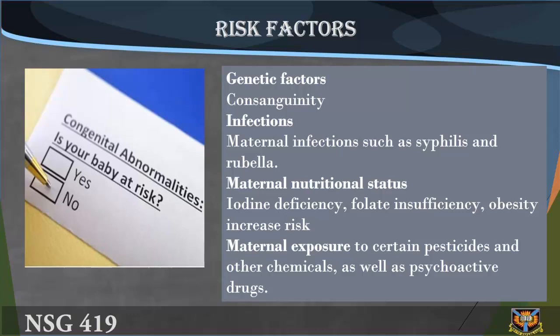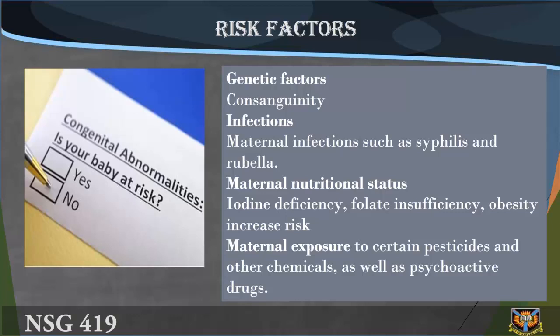Infections. Maternal infections such as syphilis and rubella are a significant cause of congenital abnormalities in low and middle income countries. Maternal nutritional status, iodine deficiency, folate insufficiency, obesity, and diabetes mellitus are linked to some congenital abnormalities. For example, folate insufficiency increases the risk of having a baby with a neural tube defect. Also, excessive vitamin A intake may affect the normal development of an embryo or fetus.